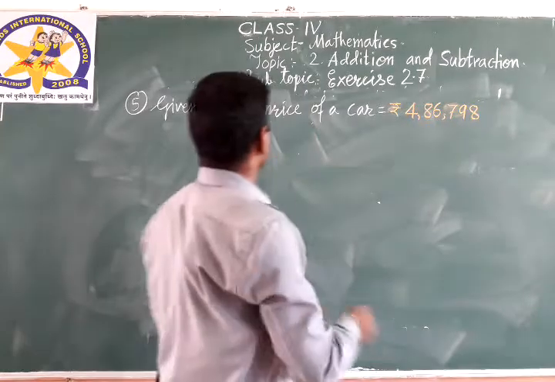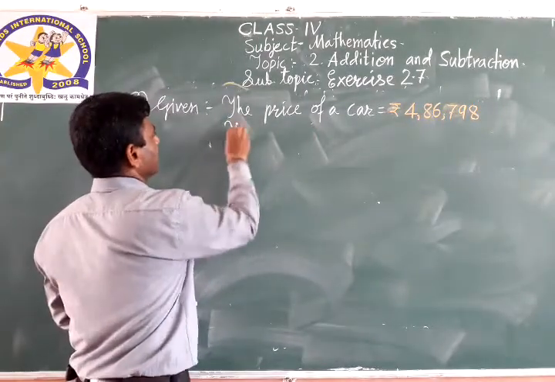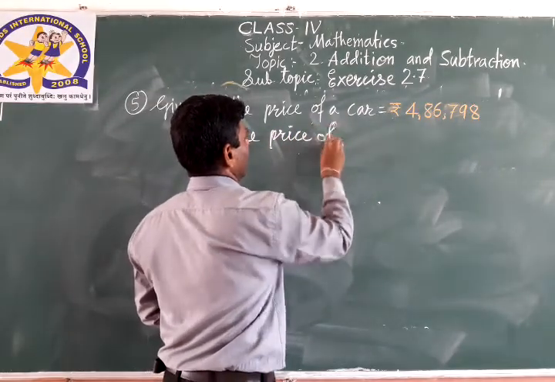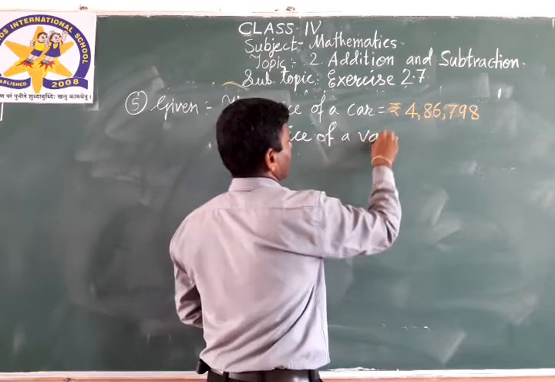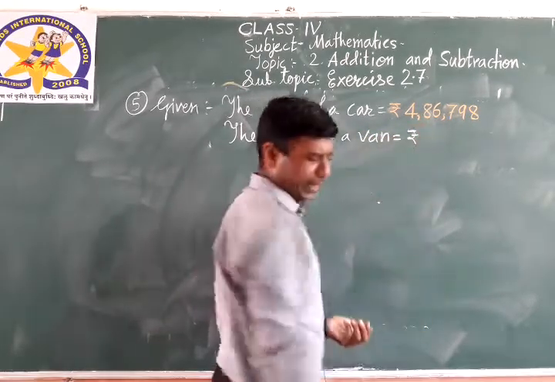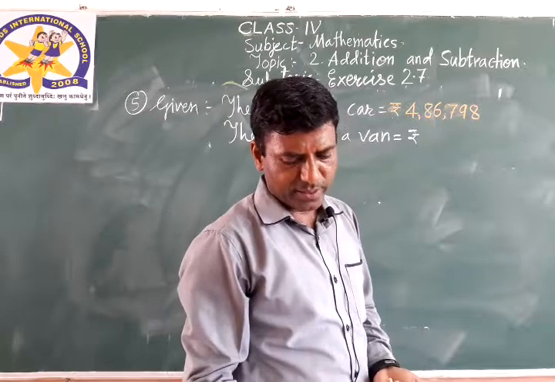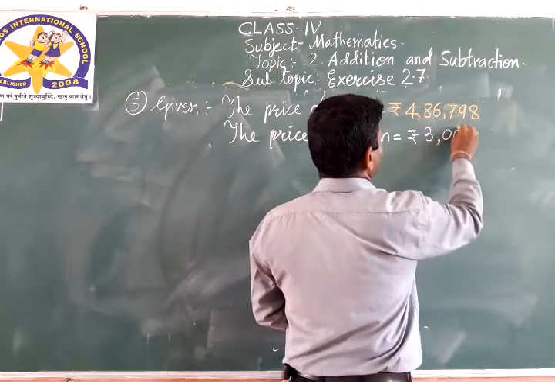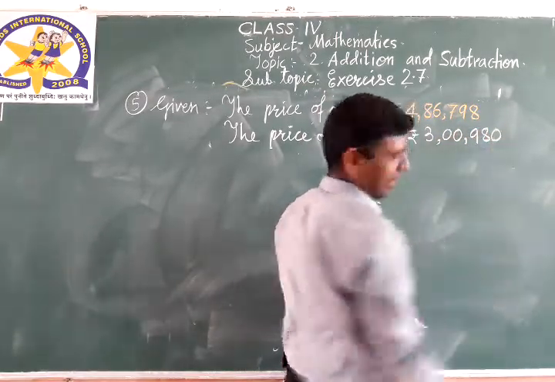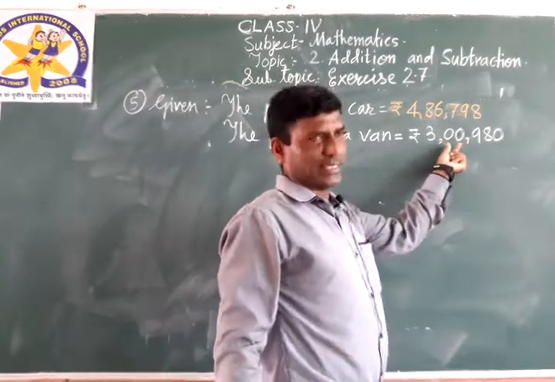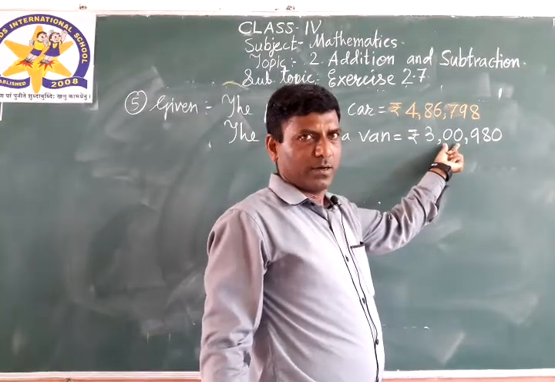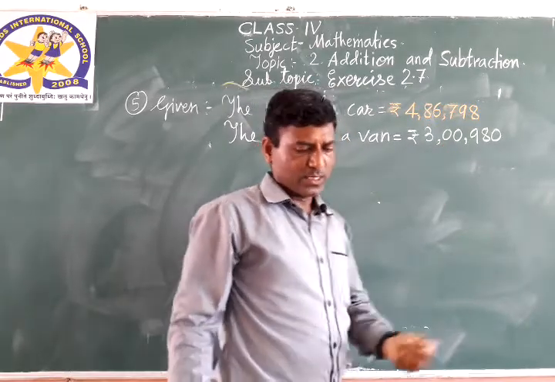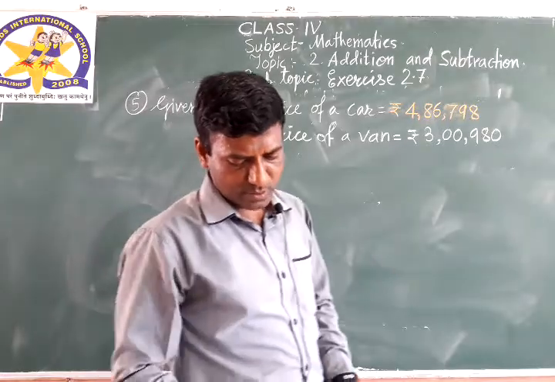And the price of a van. What is the price of a van? Rupees 3,980. See which places are missing here? 1,000 and 10,000 place. So I put the 0, 0, 0. Understand? Okay. Now what to find out?